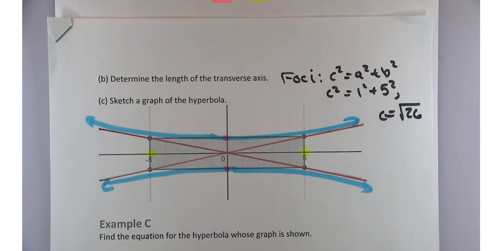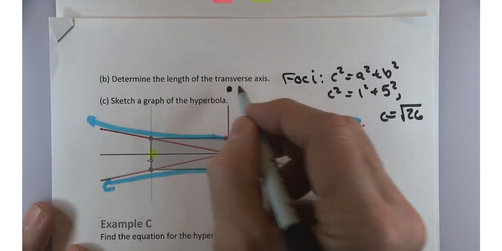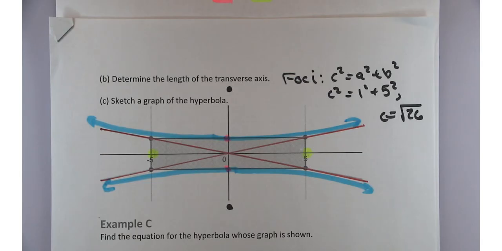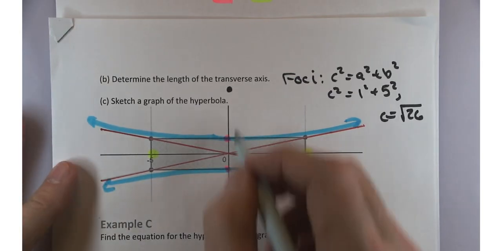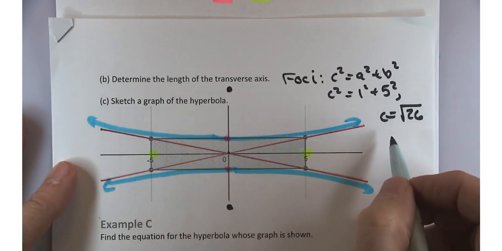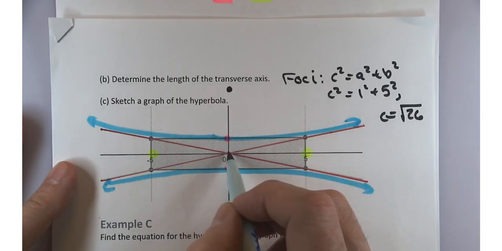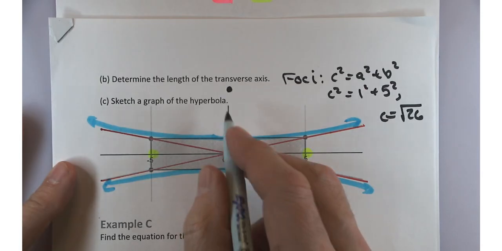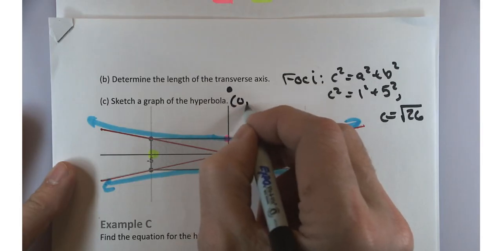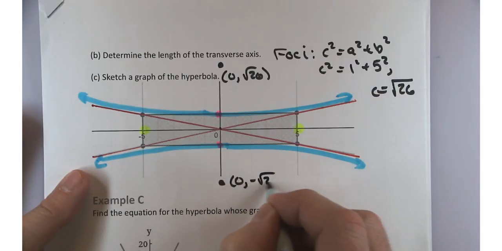And like I said, I don't think I have quite enough slack in this one to exactly draw that. I'm just going to put a couple of spots up here and here. Heva, what would be the coordinates of these points above and below our center? I'm going to move a distance of C away from the center. So I'm going to move up the square root of 26. 0 and square root of 26. Perfect. 0 and negative root 26.